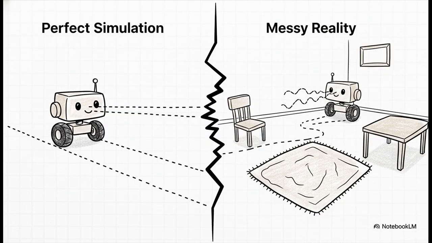This is exactly why robotics is so unbelievably hard. A robot has to move through actual physical space, and it's constantly getting fuzzy data from its sensors, and its motors never do exactly what they're told. That gap between a perfect computer simulation and our messy reality is just enormous.